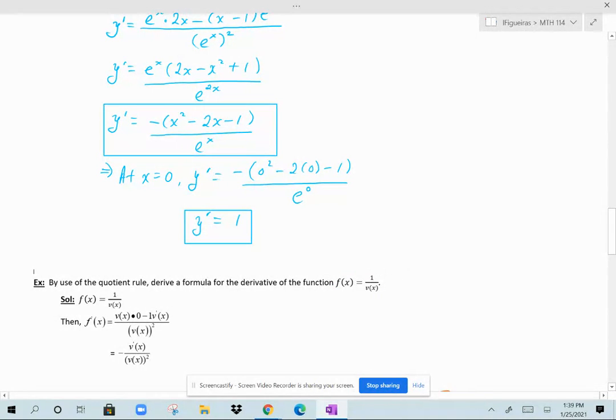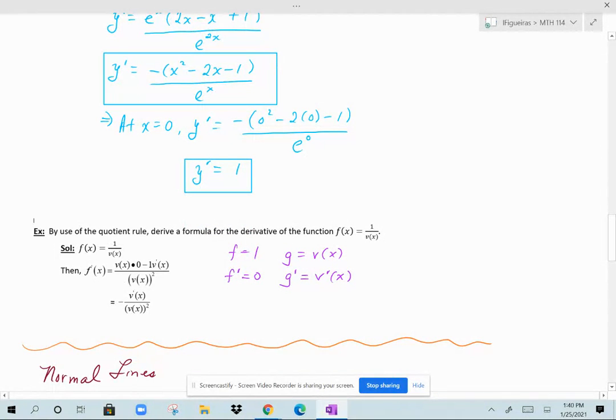Okay, so in this example, using the formula, f would be 1, the numerator, and g would be v of x. And because we know that the derivative of a constant is 0, f prime is 0, and g prime, well, we don't know what v is, but we know that it's the derivative of v. So that's exactly what I plug into the formula: g f prime minus f g prime over v of x squared.